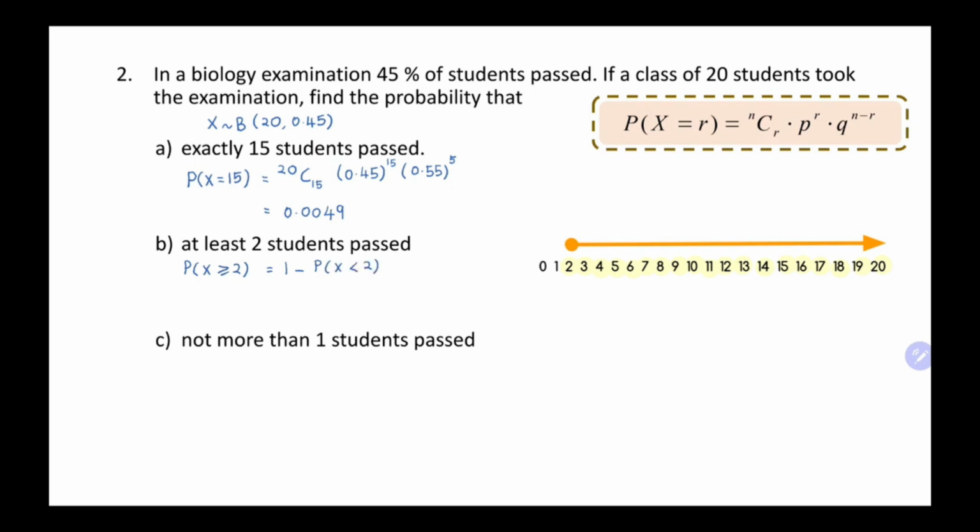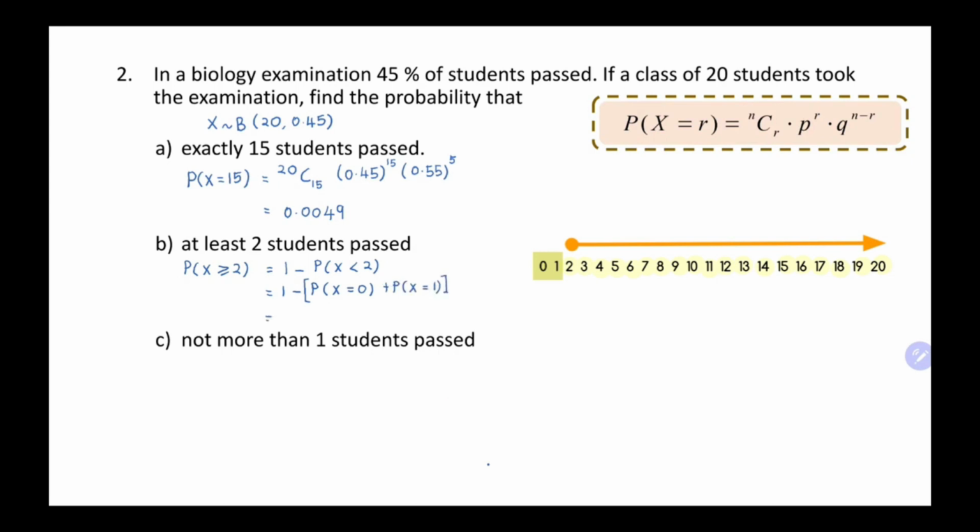Kita ambil yang kita tak nak. So 1 minus yang kita tak nak. Yang kita tak nak adalah kurang daripada 2. So 1 minus less than 2 is P(X) equals to 0 plus with P(X) equals to 1.